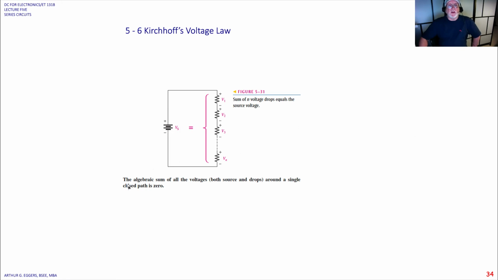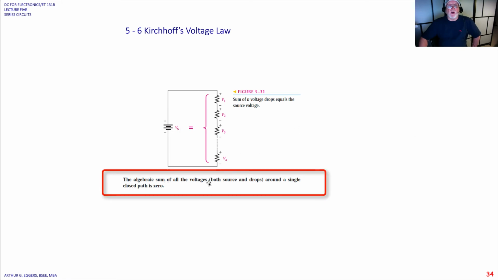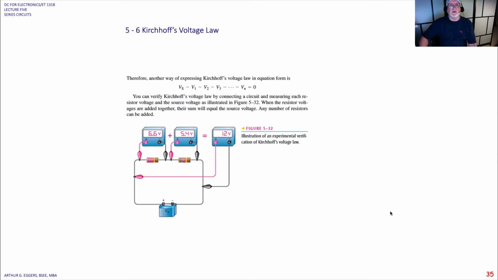Okay, so if we look at this here, the algebraic sum of all the sources, both source and drops, around the closed path then becomes 0. So it's just a summation. It just depends on how you set up the relationships. So the other way of stating it is as we see here, okay, as I just stated.